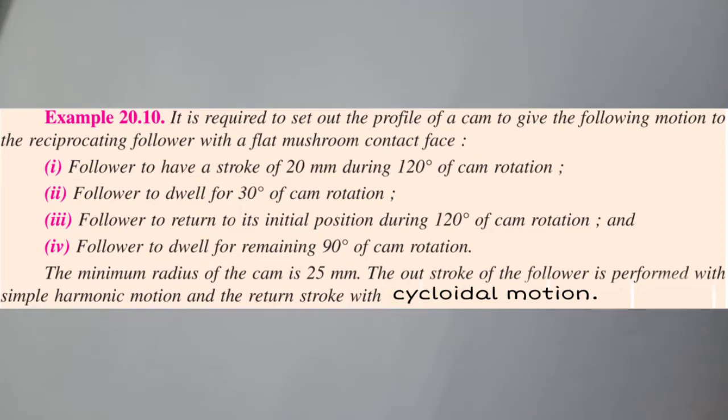First condition, follower to have a stroke of 20 mm during 120 degrees of cam rotation. Follower to dwell for 30 degrees of cam rotation. Follower to return to its initial position during 120 degrees of cam rotation. And follower to dwell for the remaining 90 degrees of cam rotation. The minimum radius of the cam is 25 mm. The outstroke of the follower is performed with simple harmonic motion and the return stroke with cycloidal motion.